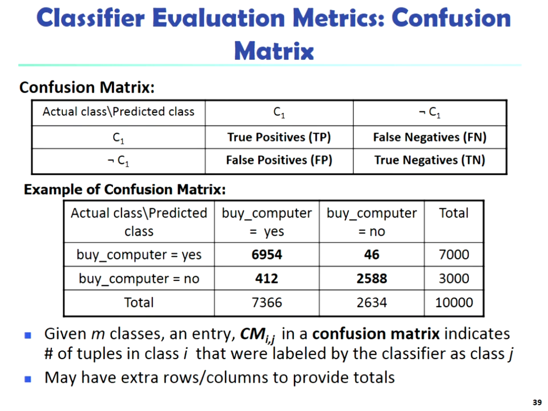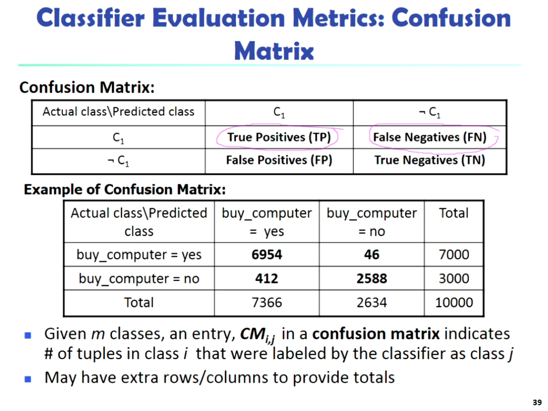Let's begin with the confusion matrix, the classifier evaluation matrix. So this is a confusion matrix. In a confusion matrix, in the columns we find predicted classes, and in the rows we find actual classes. So this value will represent the true positive value, and this one the false negative value.